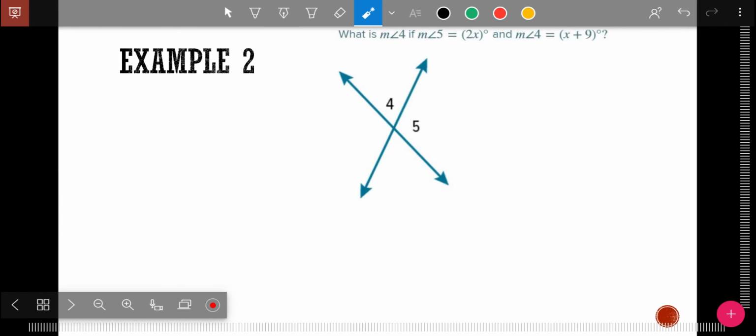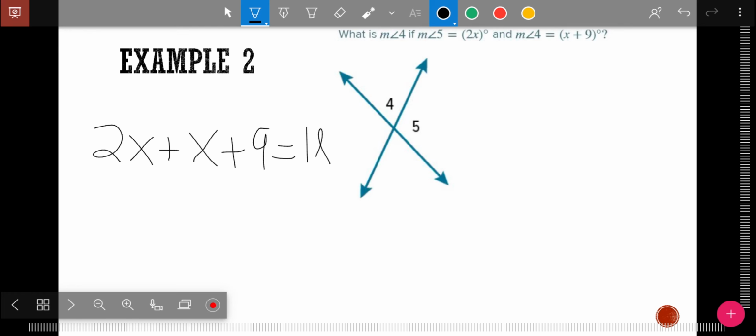Next example here, and this is going to be the kind of problem you're going to have in your homework. Find the measure of angle 4 if 5 is 2x and 4 is x plus 9. What kind of angles are 4 and 5? Are they vertical? Nope. Are they a linear pair? Yes, they make a straight line. And so you're going to say if 5 was 2x and 4 is x plus 9, that combined they make 180.